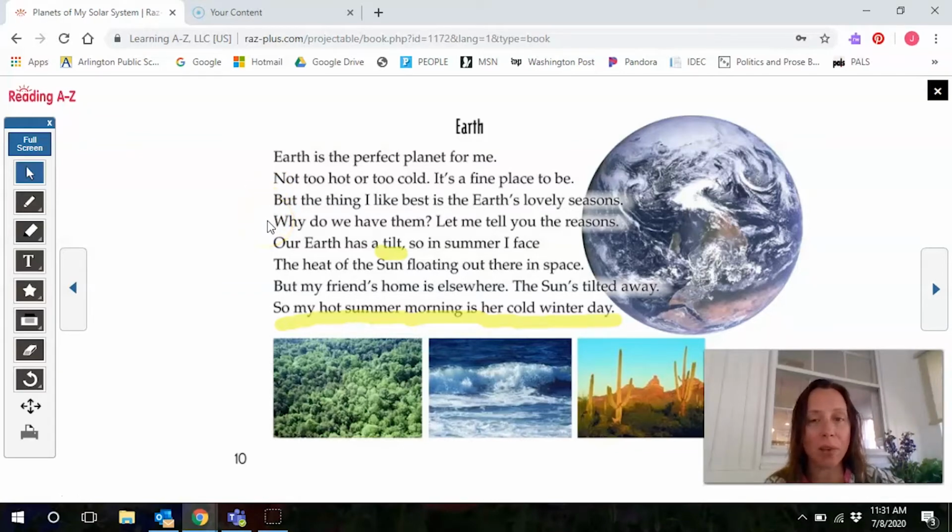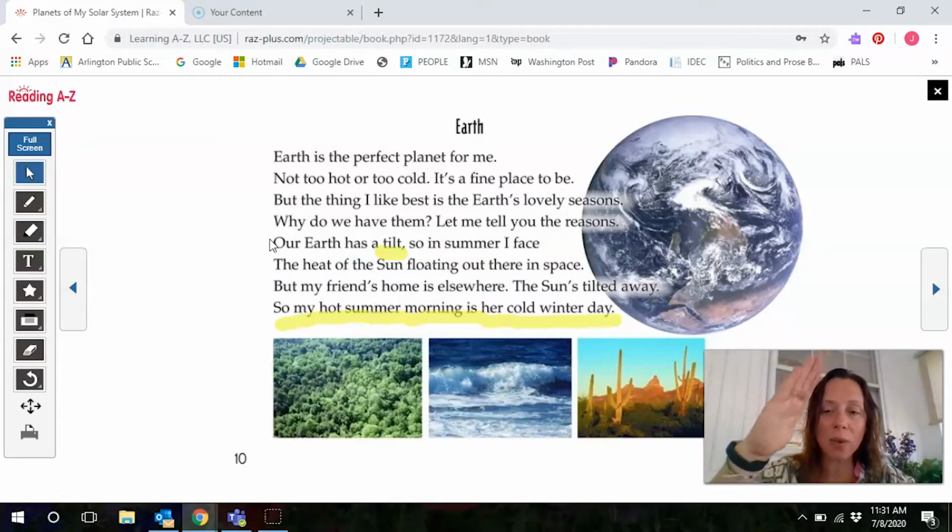Let me tell you the reasons. Our Earth has a tilt. Ooh, a tilt is when you lean or you incline. So this would be straight up, but the Earth actually tilts when it rotates around the sun. Our Earth has a tilt, so in summer I face the heat of the sun floating out there in space. But my friend's home is elsewhere. The sun's tilted away. So my hot summer morning is her whole cold winter day.